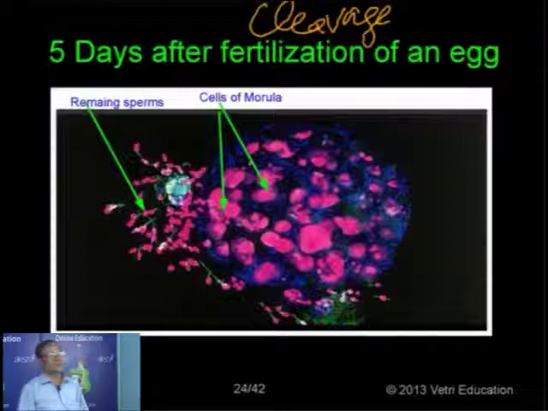Cleavage is the division of the egg by mitosis, or the segmentation of the egg by mitosis. So the cells are increasing geometrically.